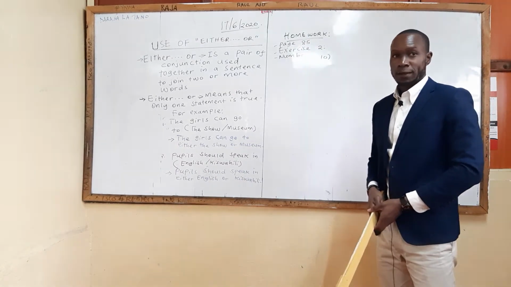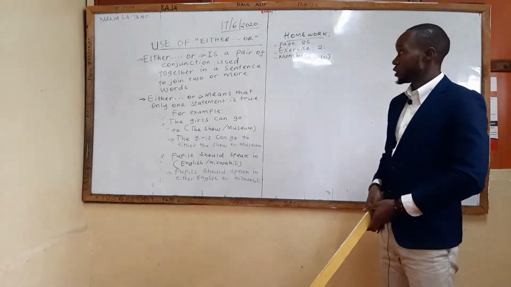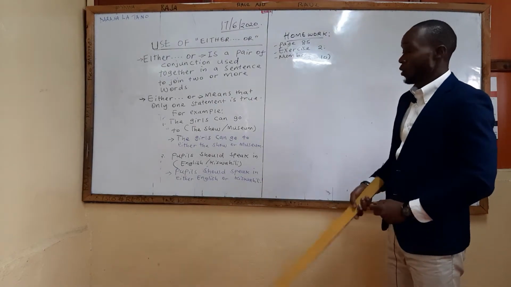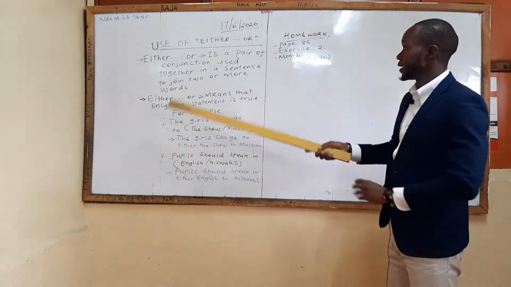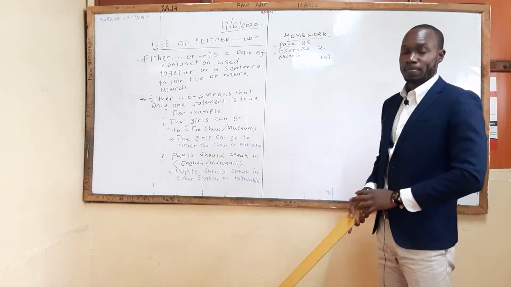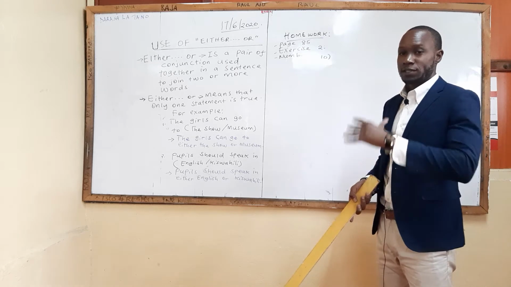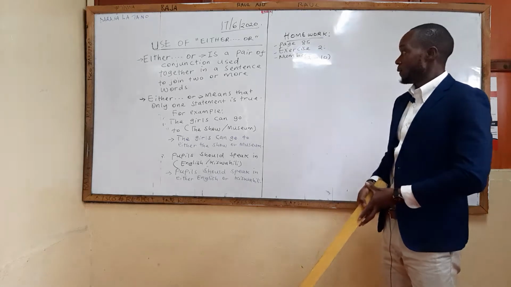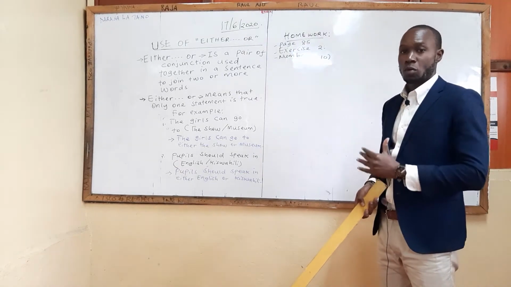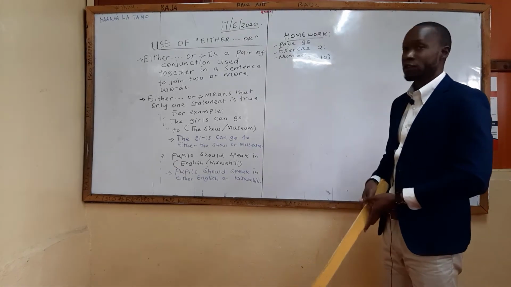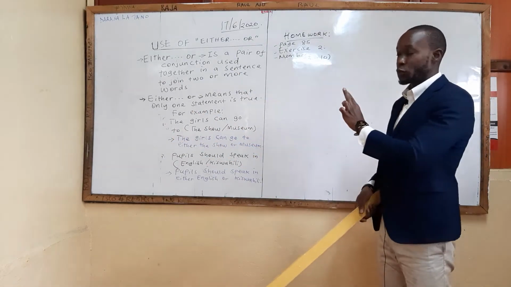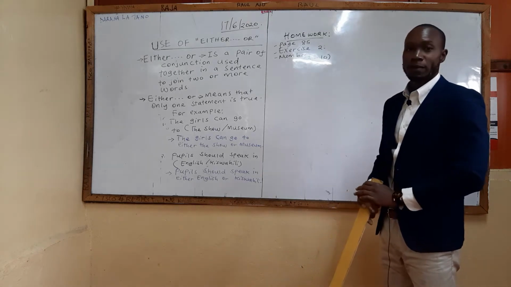So our lesson today is going to be about the use of either or. So either or, as we have written here, is a pair of conjunctions used together. Now conjunction is just a joining word. So either or can be used to join two or more words or two or more sentences. And either or means that of those two sentences, only one of them is true.